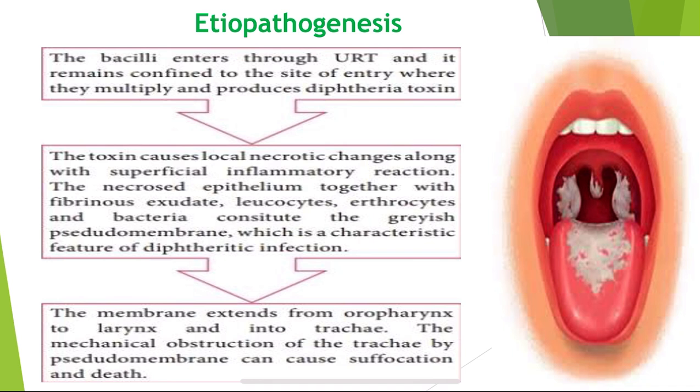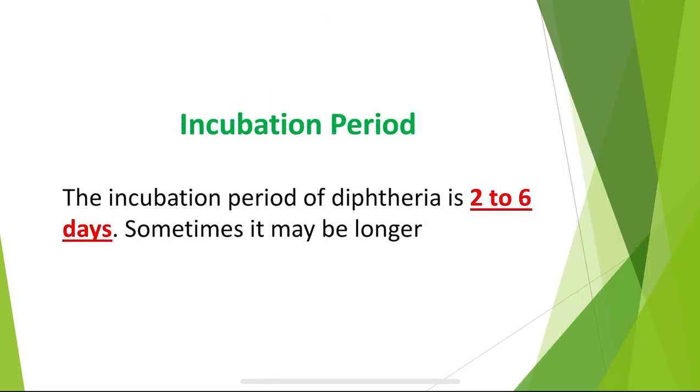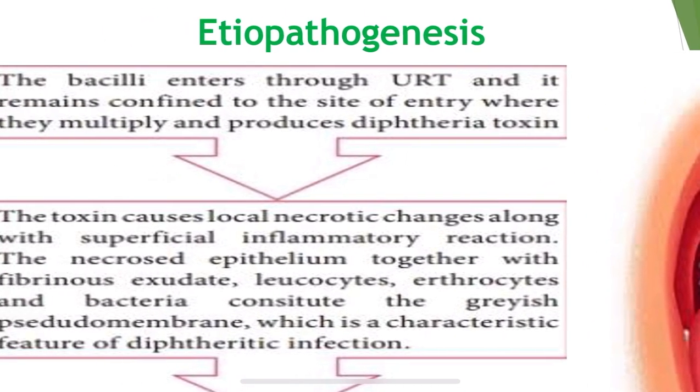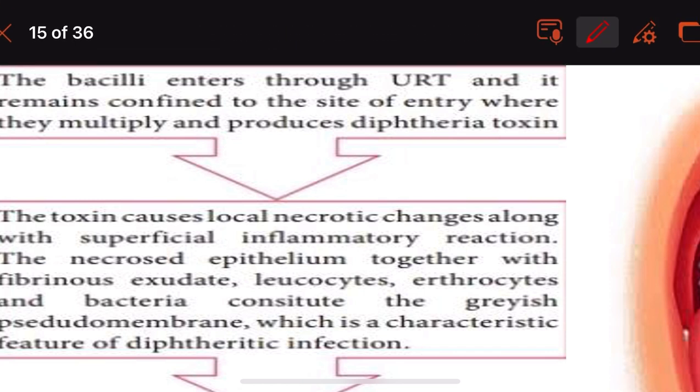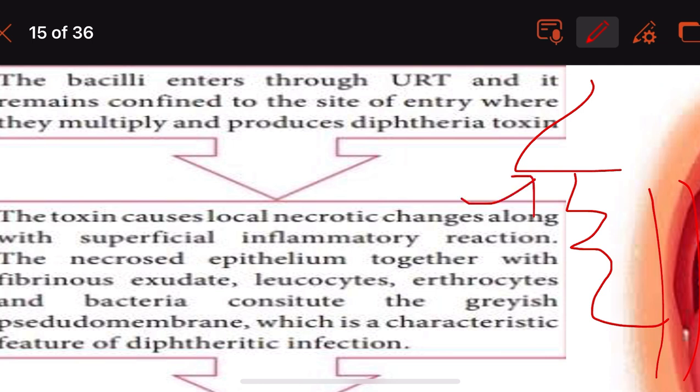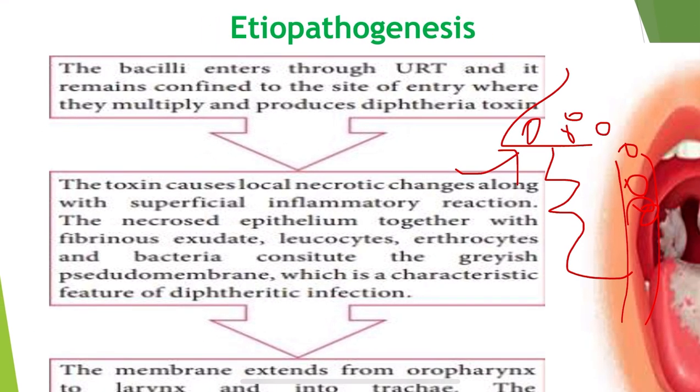Moving further to the etiopathogenesis of diphtheria. The bacilli will enter through the upper respiratory tract and remain confined to the site of entry, where they will multiply and produce the diphtheritic toxin. You can see in the picture here what's happening. The bacilli enter the upper respiratory tract and remain localized there, and produce a powerful exotoxin, which is nothing but the diphtheria toxin.